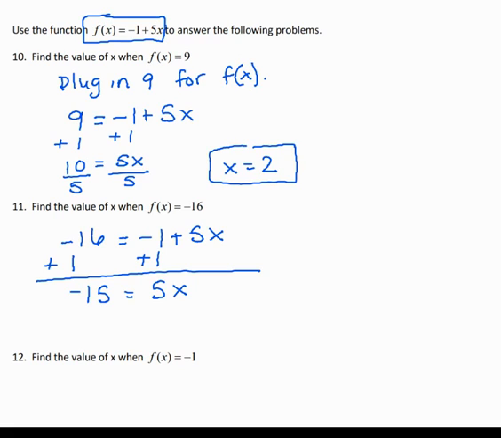Now I'm trying to get x completely alone. So now what operation would I use, Gabe? Division. Bingo. So we divide by 5, right? Getting that x alone. And that will give me negative 3 equals x.